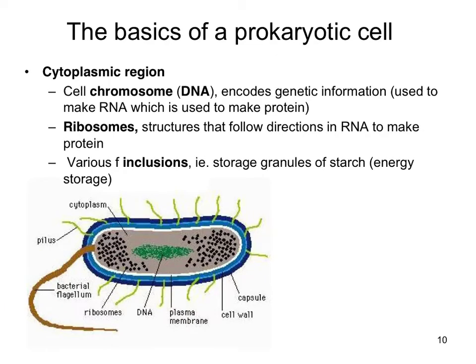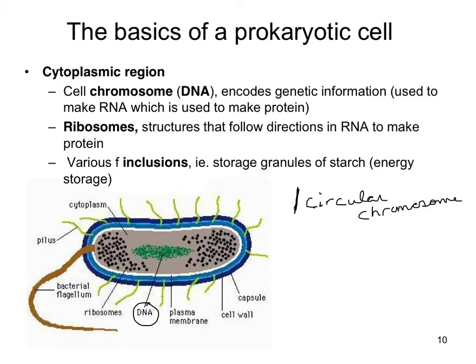Now let's think about what's inside the cell. We'll say inside the cytoplasmic region. All organisms have to have genetic material in the form of DNA that is in structures referred to as chromosomes. In a prokaryotic cell, we have a single circular chromosome, and it's shown here in green. If we pulled that out and stretched it apart, it would be one circular chromosome. That's what's typical for prokaryotic cells.